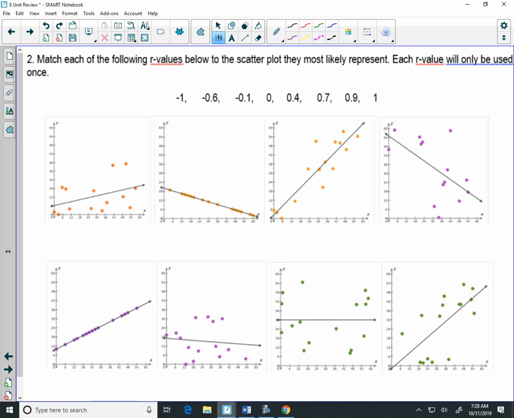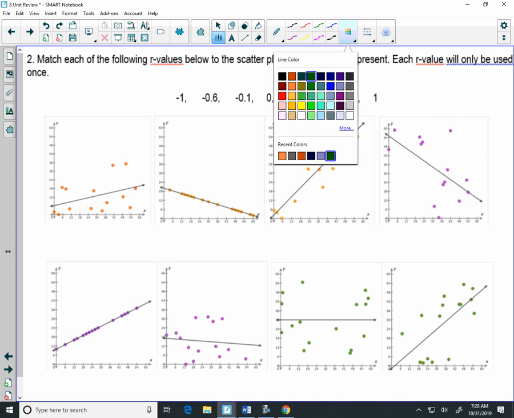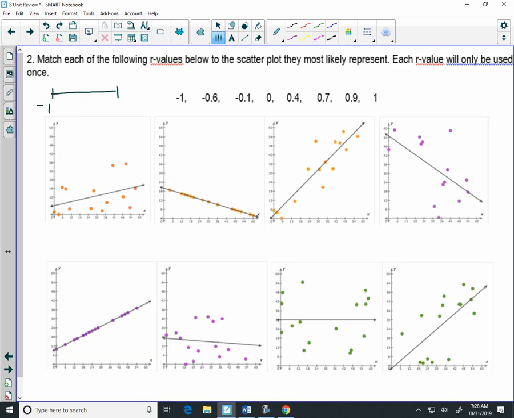All right, number two. For number two, what we have to remember is that all of our R values are between -1 and 1. And that the closer we are to -1 or 1, the closer we are to a line. So for 1, you're going to be looking for an uphill line. And for -1, you're going to be looking for a downhill line. And 0 looks like snow. Kind of everything in the middle.